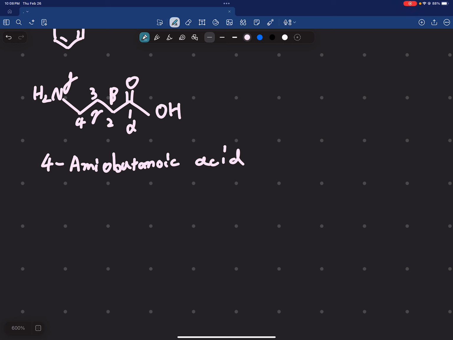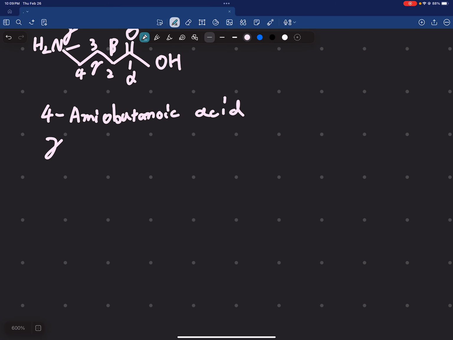But if we use the common name of this acid, aminobutyric acid, this is going to be with delta. So delta aminobutyric acid, sorry. Right, let me write that down. Delta aminobutyric acid, otherwise known as GABA.